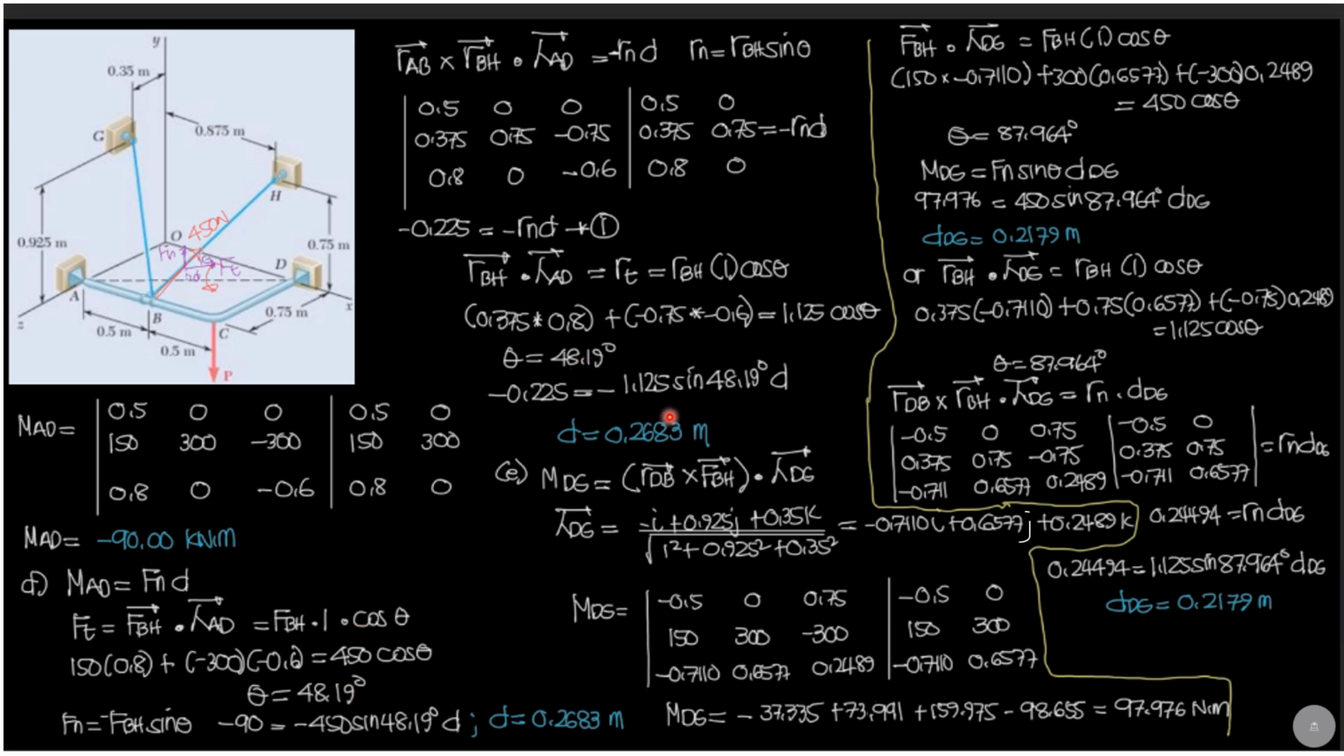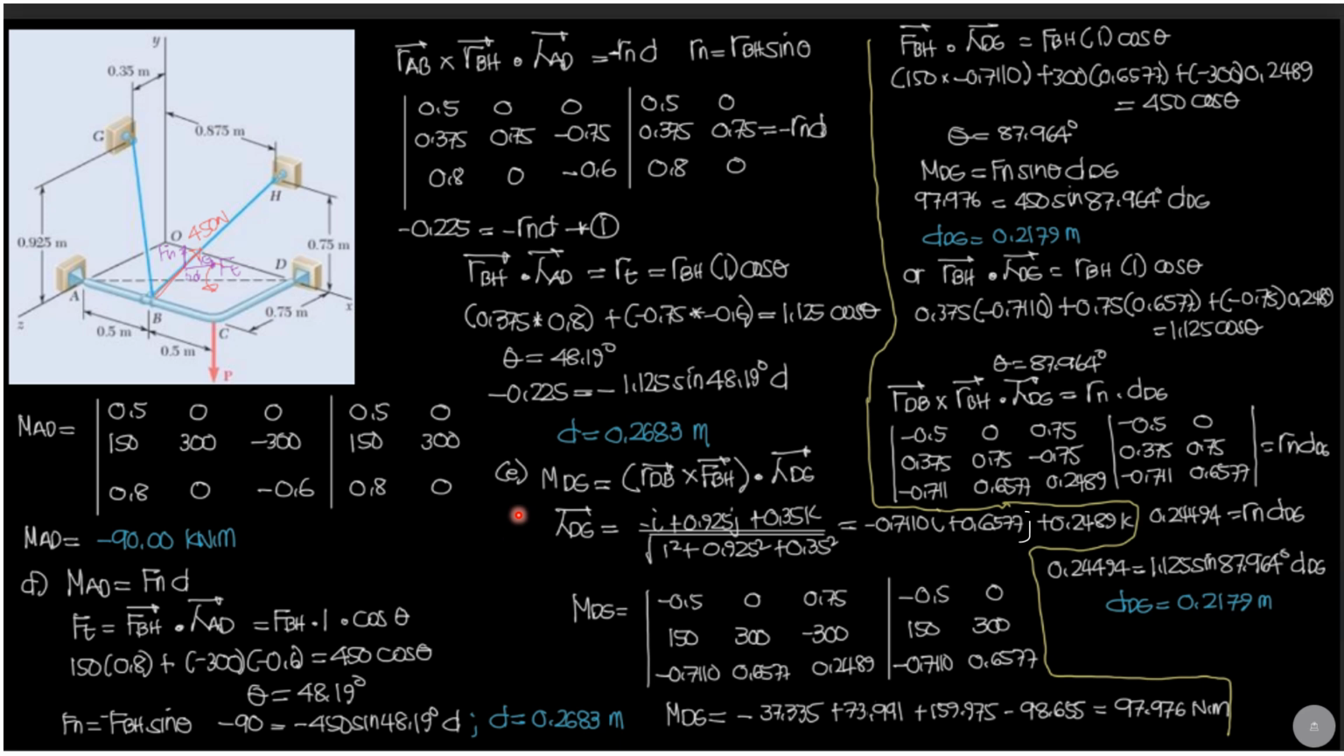So finally, the normal component is magnitude of BH sine of that angle. So length of BH 1.125, then put a negative sign because it's negative really by applying the right hand rule, then sine of 48.90 degrees times perpendicular distance. So we will arrive at the same value of 0.2683 meters. So even if there's no force, we can still find the perpendicular distance between two lines.